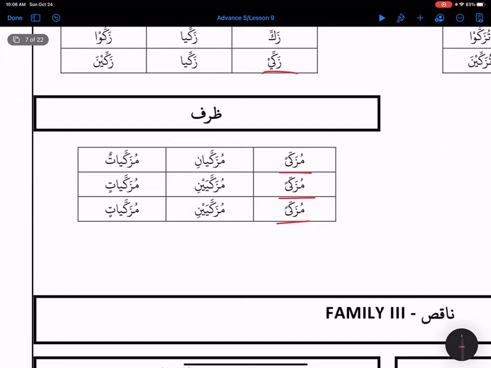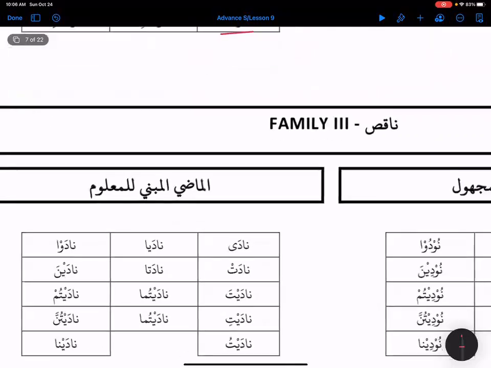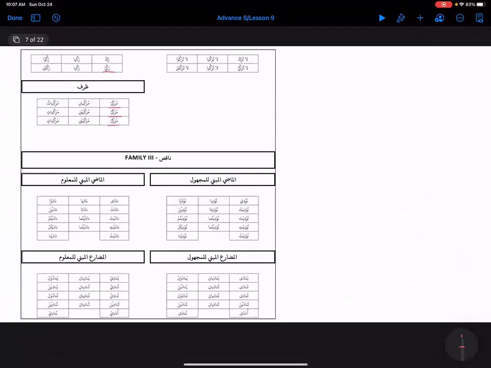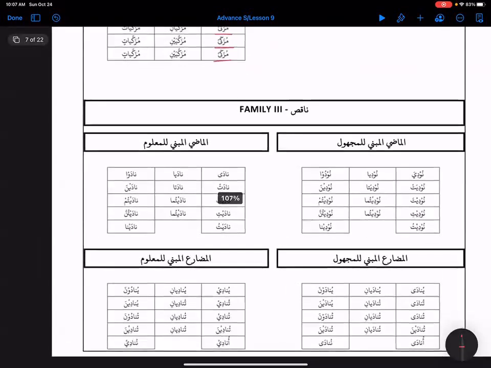So again, this is non-flexible. It will remain all three the same. So that is muzakkan. And this is how it's going to look in all mazid fihi, right? So there is no difference between sarf kabir in different families. Basically in mazid fihi, they are all following the same rules and same conjugation.